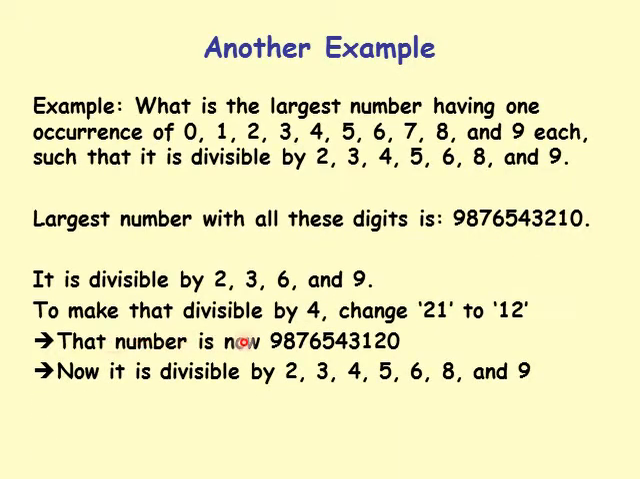Let's continue here. That number, after the exchange, is 9876543120. Instead of 210, we have it now 120. Now this number is divisible by 2, it's even. Divisible by 3, its digit sum is 9. It is divisible by 4, where the last two digits are 20, which is divisible by 4. 5, it ends in a 0. 6, it's even and the digit sum is 9. 8, 120, the three digits on the right are divisible by 8, and 9, its digit sum is 9.